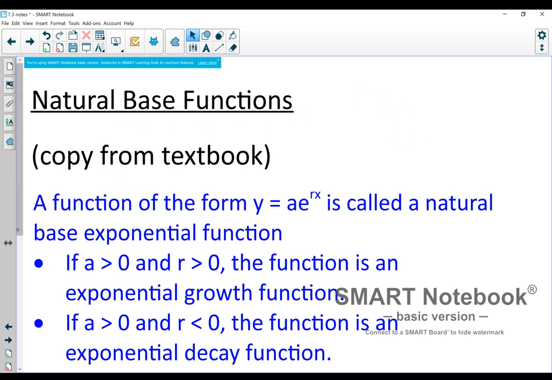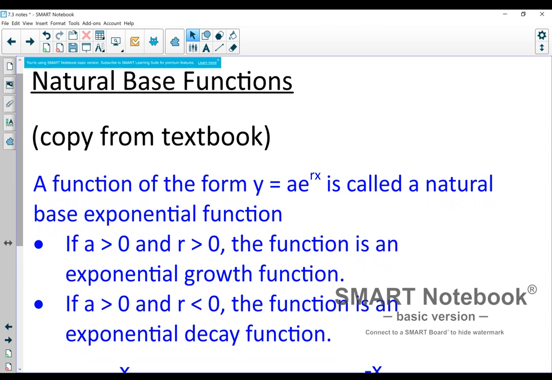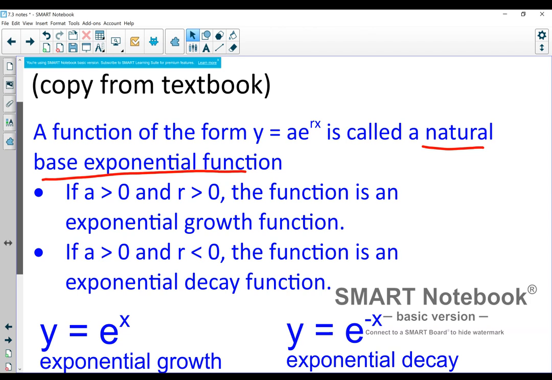So here is some information about natural base functions that I just copied verbatim from the textbook. We told you about how we were using e as a base. And so we still have that coefficient a that we're multiplying by that's going to do a vertical stretch or shrink. And our exponent is x, but now we have an r times our x. So that is going to be our natural base exponential function. It's a long name. So it's an exponential function, but now we have e for a base, so natural base.